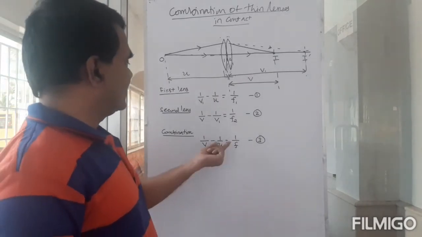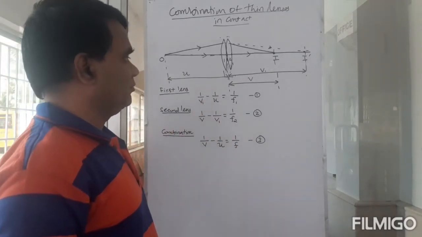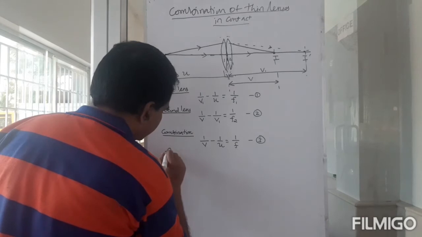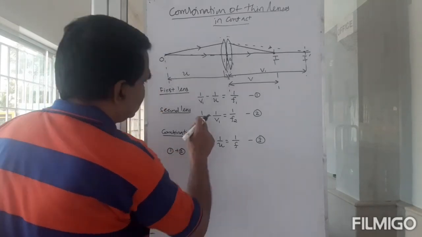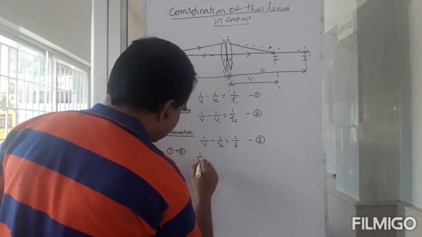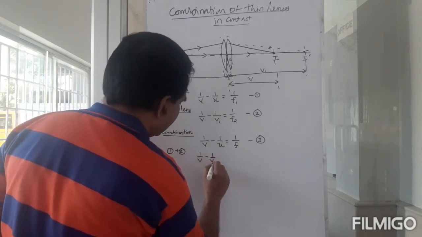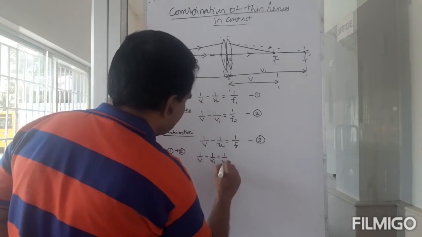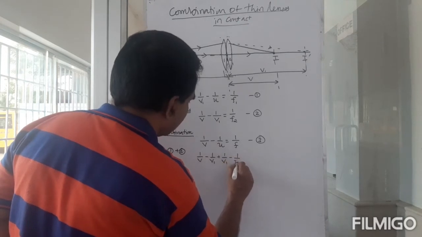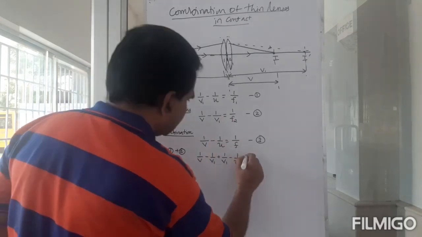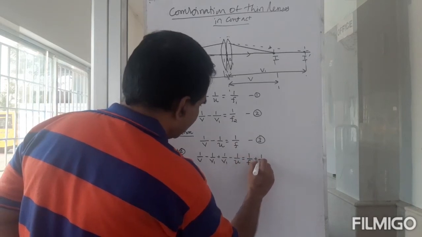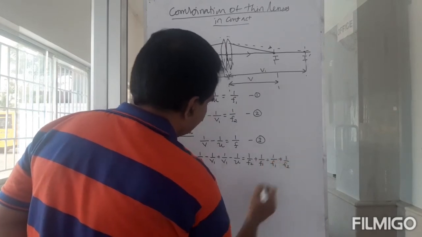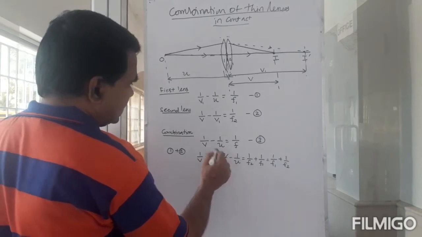Okay, notice that I can get 3 from 1 and 2. If I add 1 and 2, I'll get 1 by V minus 1 by V1, plus 1 by V1 minus 1 by U, which is equal to 1 by F2 plus 1 by F1, or you can say 1 by F1 plus 1 by F2. Okay, so this and this cancel.